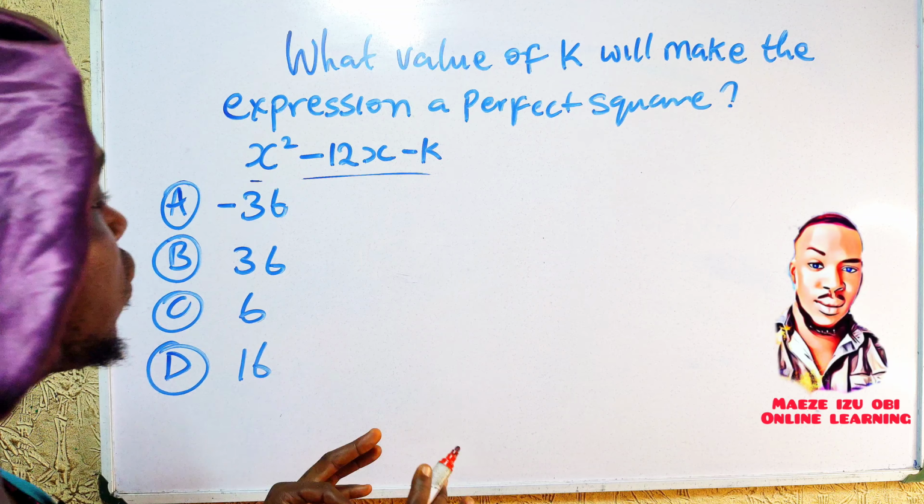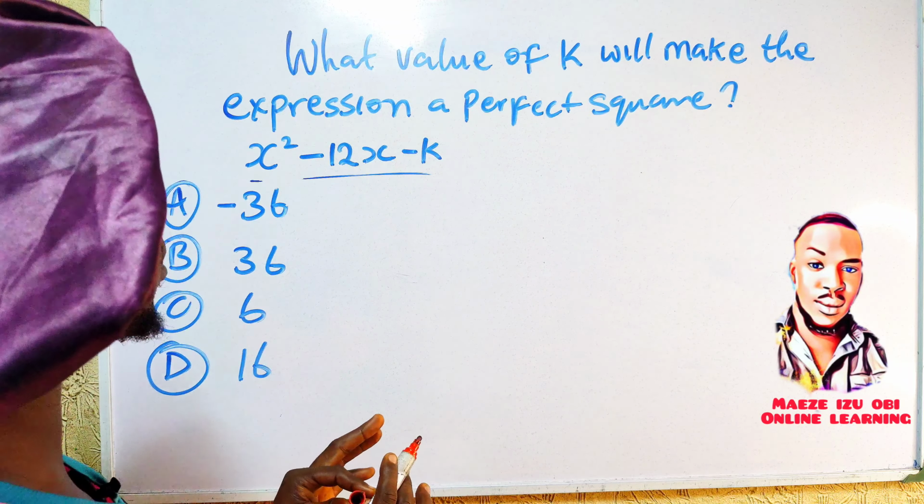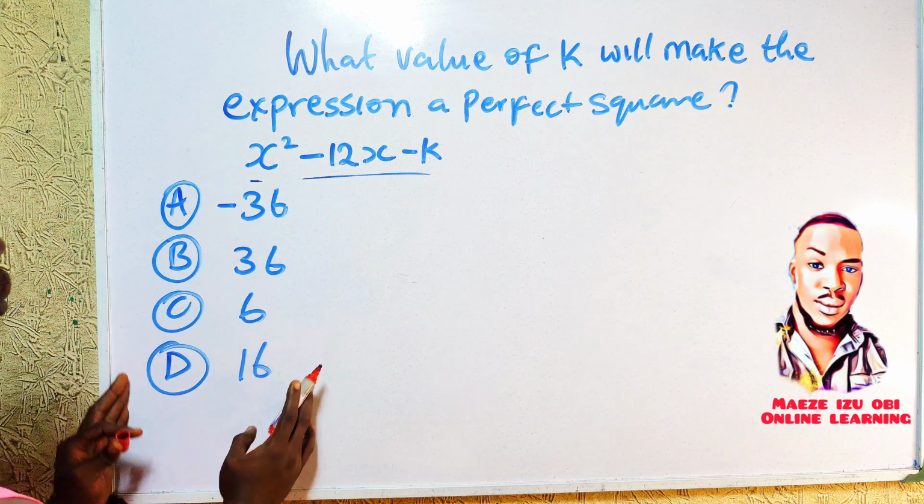Now, in this next question, it's going to be easy, and I would like you people to follow me each step. This is what we have on the board: what value of x will make the expression a perfect square? The expression is x raised to the power 2 minus 12x minus k. For us to solve this particular question, we need this particular option.